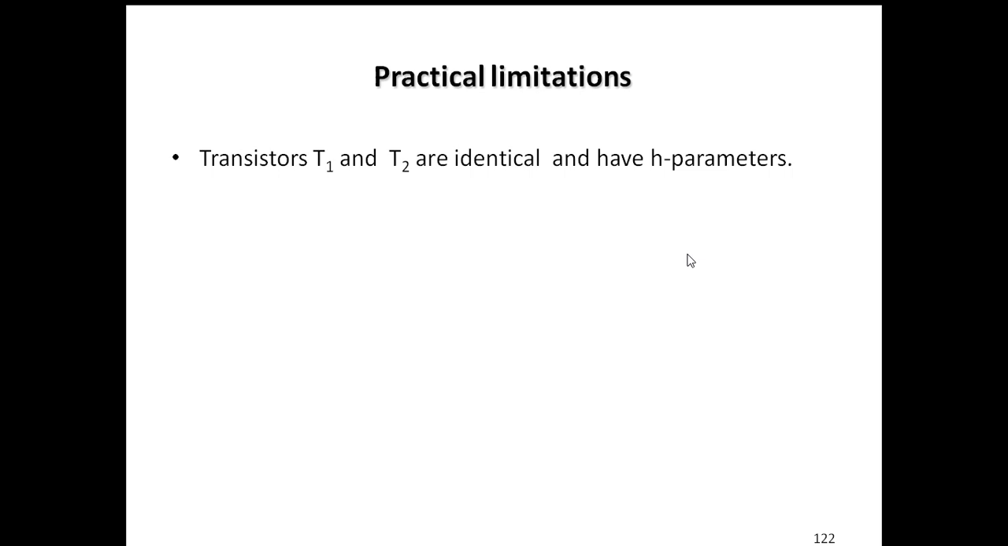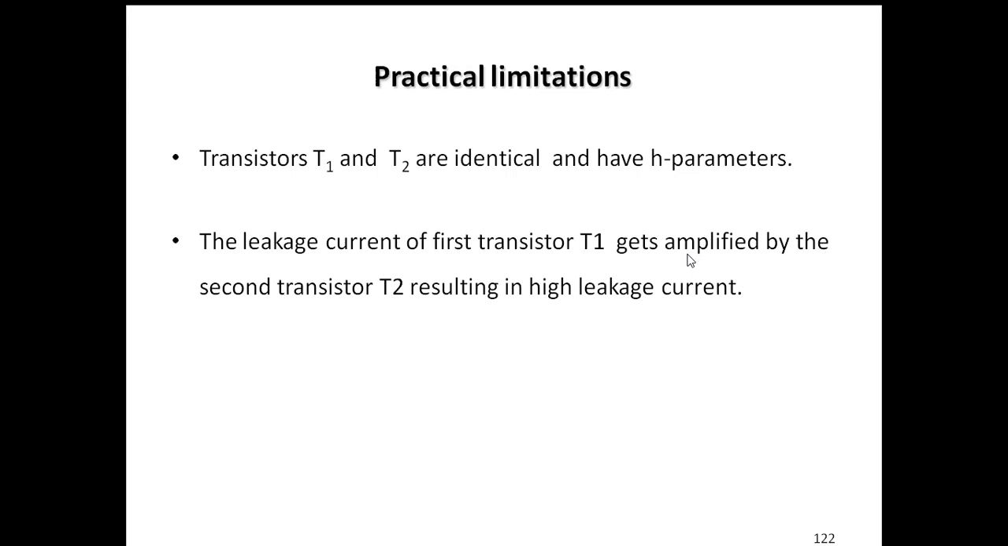The practical limitation is that transistors T1 and T2 must be identical and have the same h parameters. Both transistors' h parameters and static properties must be the same. Then only can we get good results.